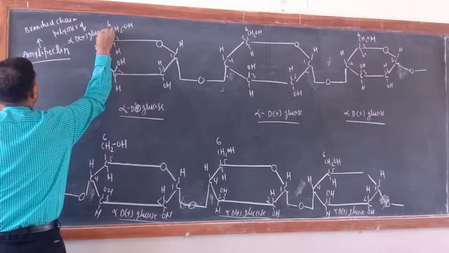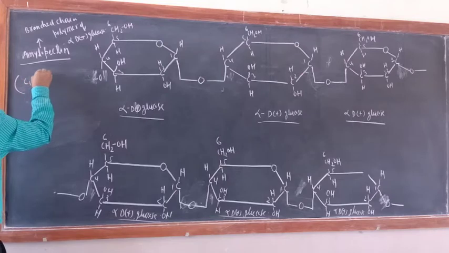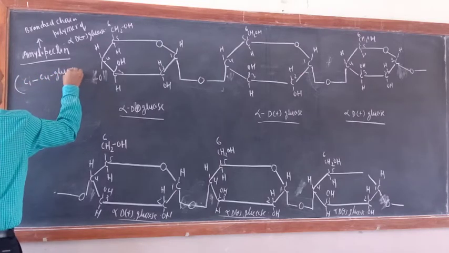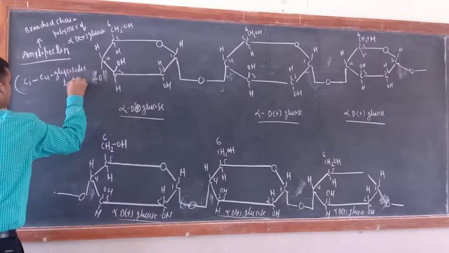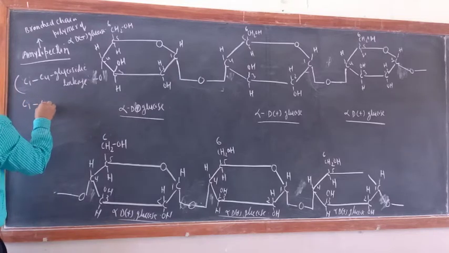In case of amylose, what was there? Unbranched chain polymer. This is a branched chain polymer. How many types of glycosidic linkage are there? C1 C4 glycosidic linkage, and another one is C1 C6 glycosidic linkage.